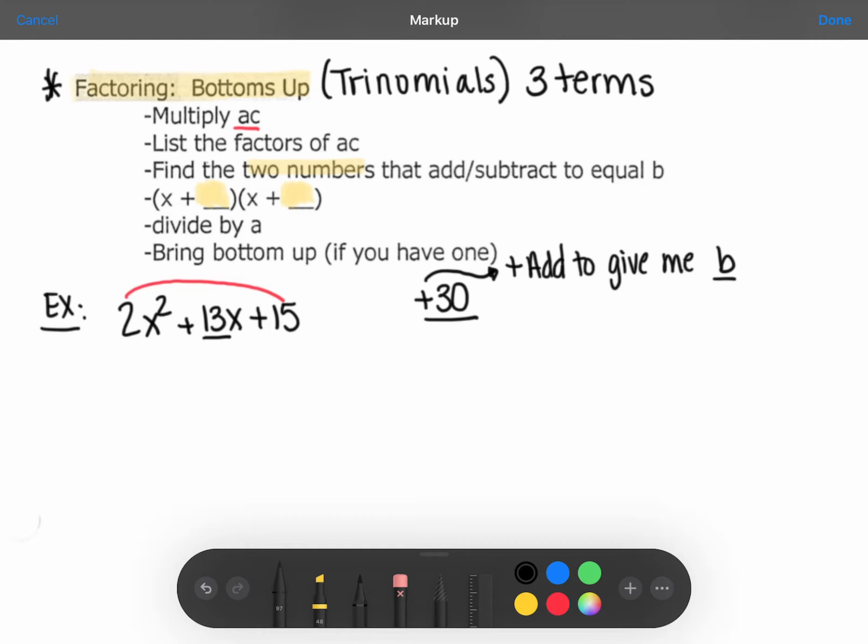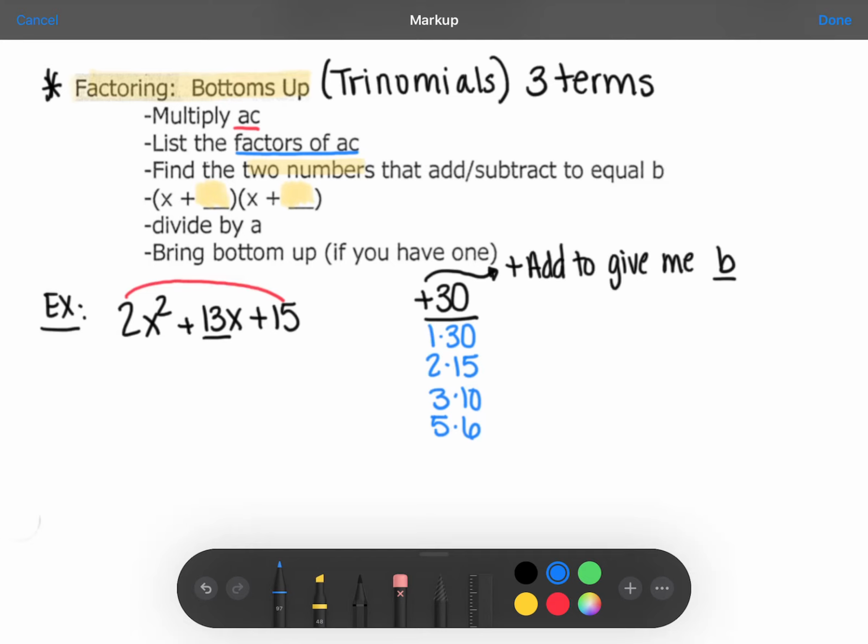So now we are going to list the factors of AC. So 1 times 30. And I usually start with 1 and just go down my list till I can't find anything else. 2 and 15. 3 times 10. So these are the factors of 30. And I also have 5 and 6. And I believe that is all I have. 7 doesn't go, 8, 9, 10. And then, of course, we start going back up my list. So these are the only factors of 30.